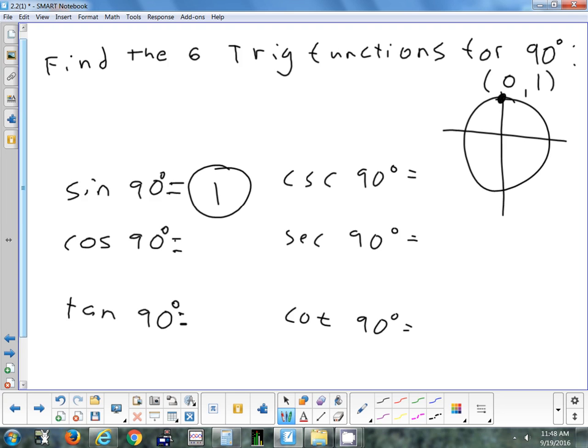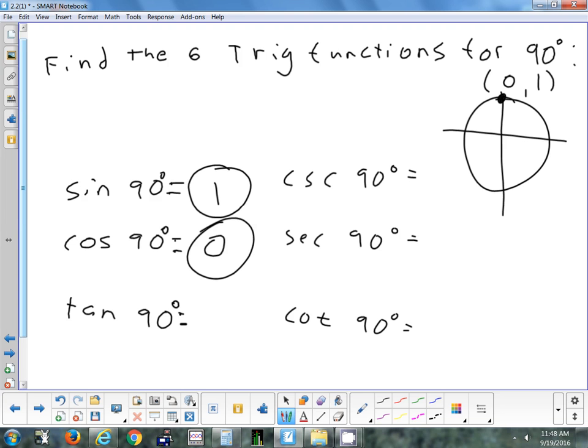Okay, Alyssa, how about cosine? Not sure. What's the definition of cosine? Cosine is equal to what letter? No, not y, that's sine. X, yeah, it's equal to x. And what's x in this case? No, just literally just x. Yep, don't have to flip anything yet. Okay, so cosine is 0.